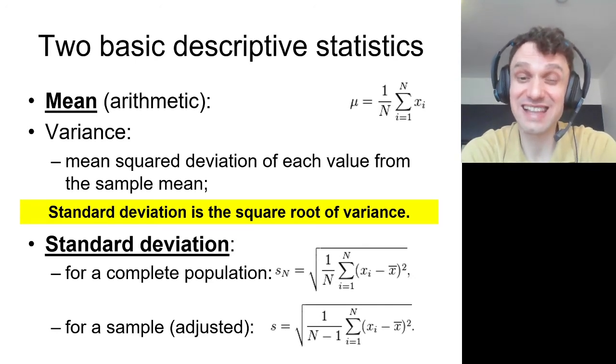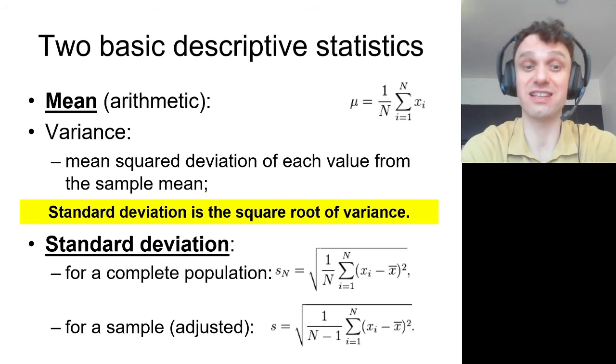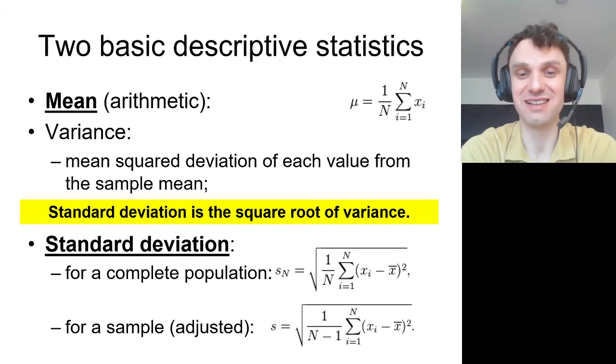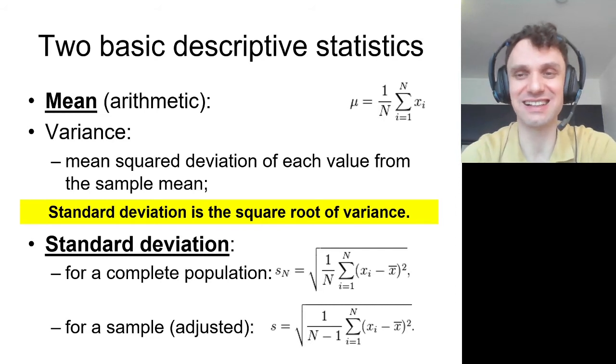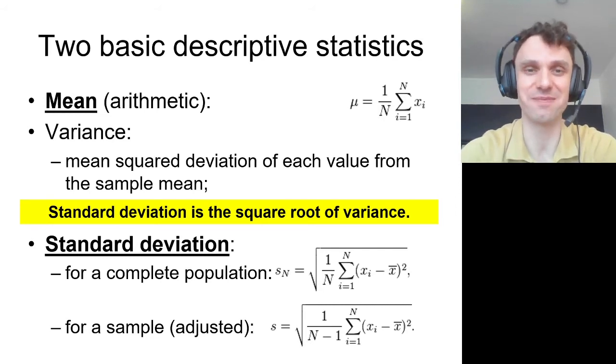So the square root of variance is your standard deviation. And it's calculated in slightly different ways for a complete population and for a sample, so don't be scared if you see this minor difference in the formula. It only makes any difference in very small samples.